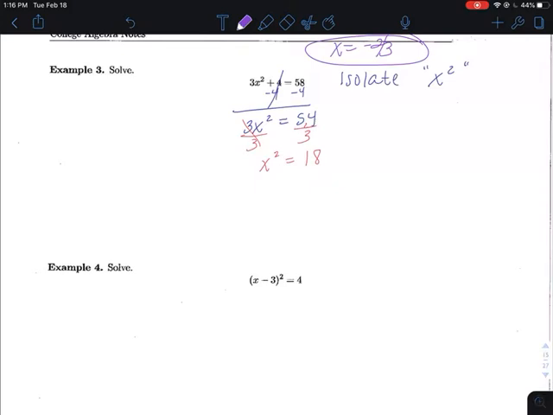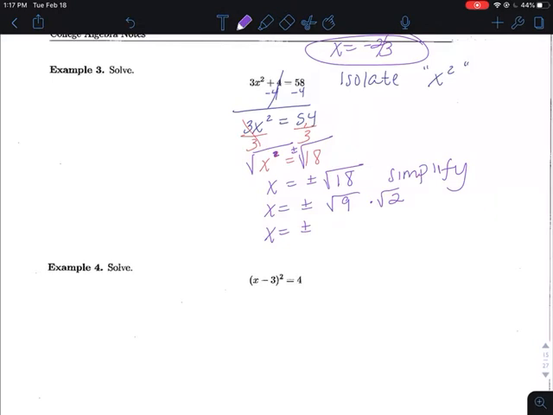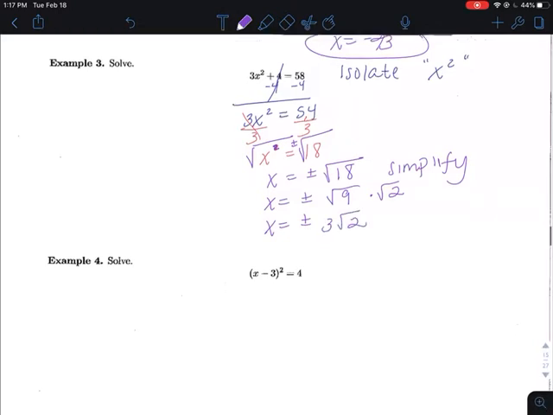So to undo a square right here, you have to take the square root of both sides. And remember, you should have 2 answers. So in order for us to get the 2 answers, we include this plus or minus symbol. So x equals plus or minus the square root of 18. We need to simplify this radical. If you look on your square root chart, 18 is the same thing as the square root of 9 times the square root of 2. So this is plus or minus 3 square root of 2.